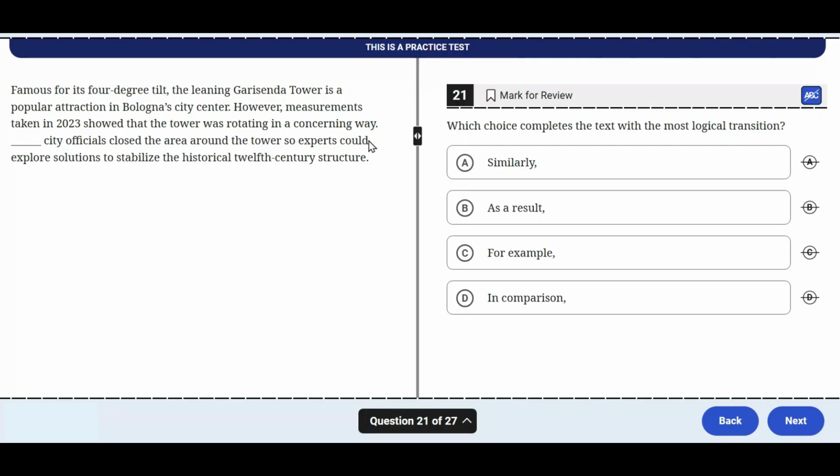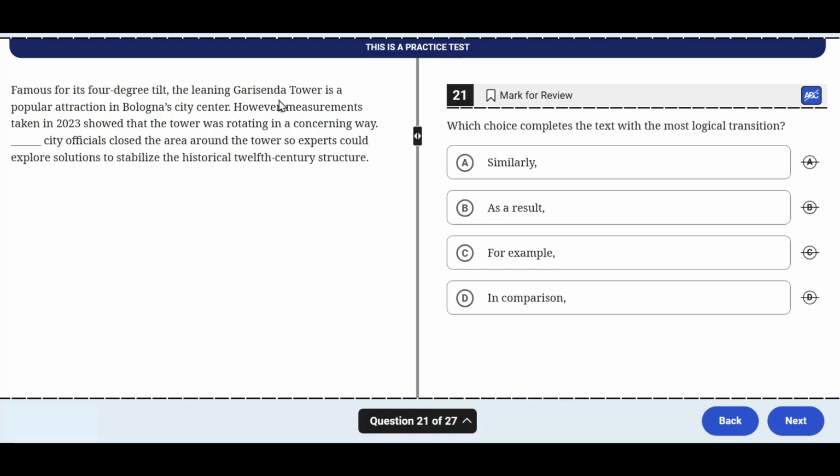Famous for its 4-degree tilt, the leaning Garisenda Tower is a popular attraction in Bologna's city center. However, measurements taken in 2023 show that the tower was rotating in a concerning way. Blank, city officials closed the area around the tower so experts could explore solutions to stabilize the historical 12th century structure. So, in this situation, what's the relationship between the sentence before and the sentence that includes the blank?